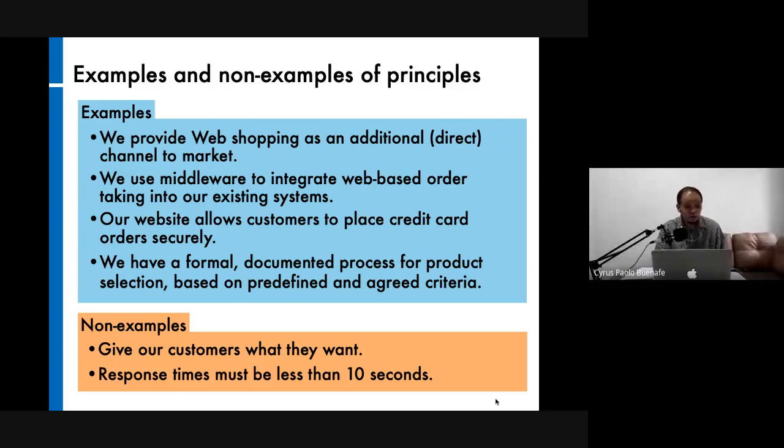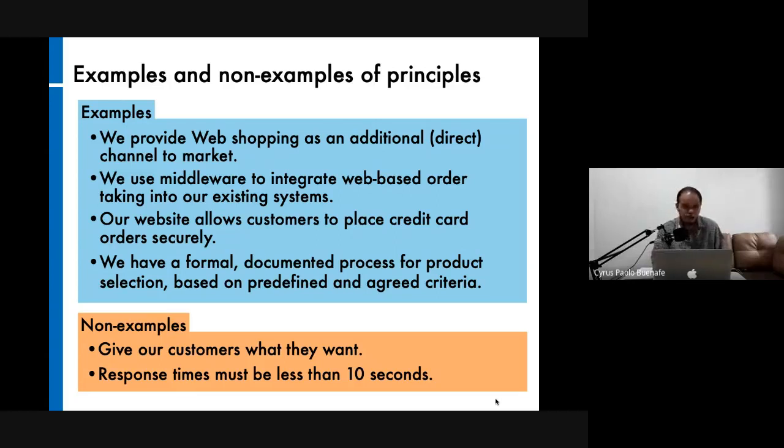Another example of a principle: we have a formal documented process for product selection based on predefined and agreed criteria. Okay, so you have some ideas on how to implement it, that you will have a documented process, a formal process. So when you compare these two sets, you'll notice more or less the deficiency or the defect of the non-examples.